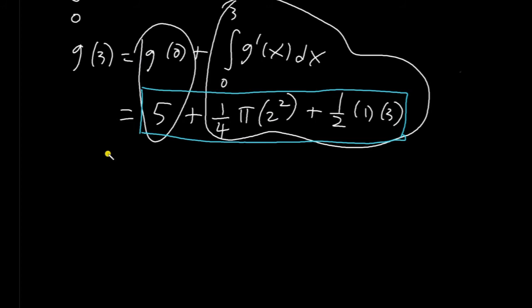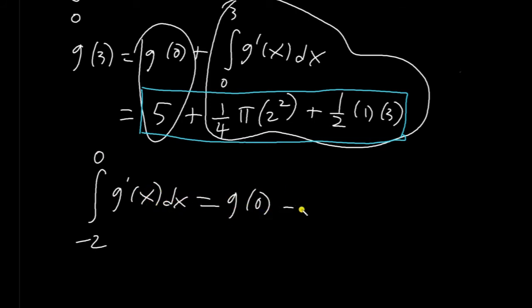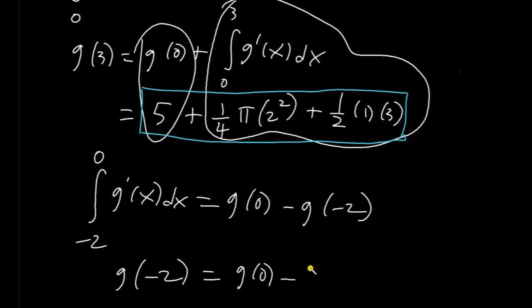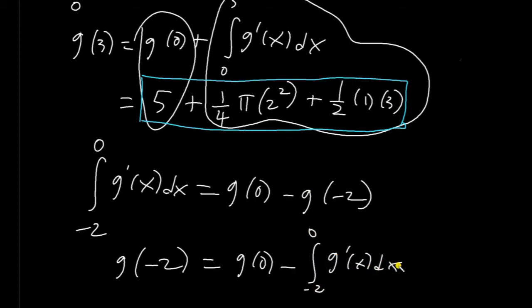G of -2 is literally the same thing, except instead of 3 we do -2. So instead of the bounds being 0 and 3, the bounds are going to be -2 and 0, of g prime of x dx. Integrate that, we get g of 0 minus g of -2. Solve this for g of -2, we get it's equal to g of 0 minus the integral from -2 to 0 of g prime of x dx. Okay, we know g of 0 is 5.